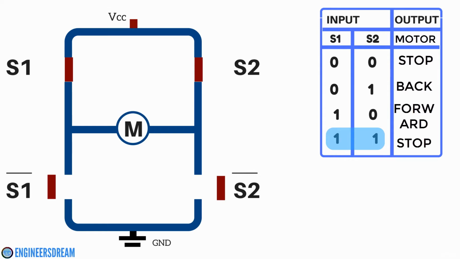So guys, if we run through all the conditions again, then at low, low, the motors will stop. At low, high, the motors will move, but in the backward direction. At high, low, the motors will move in the forward direction. And at high, high, the motors will stop.